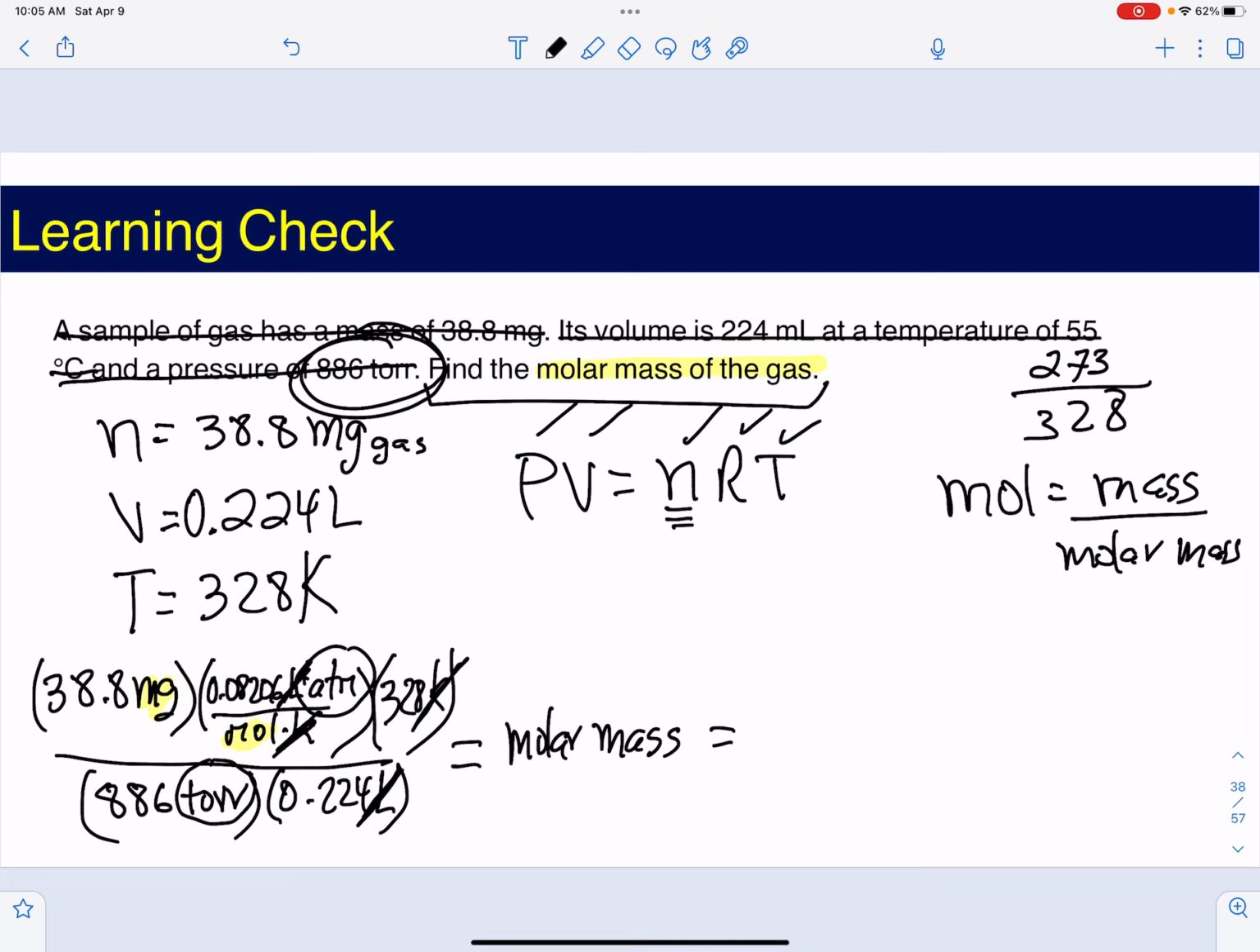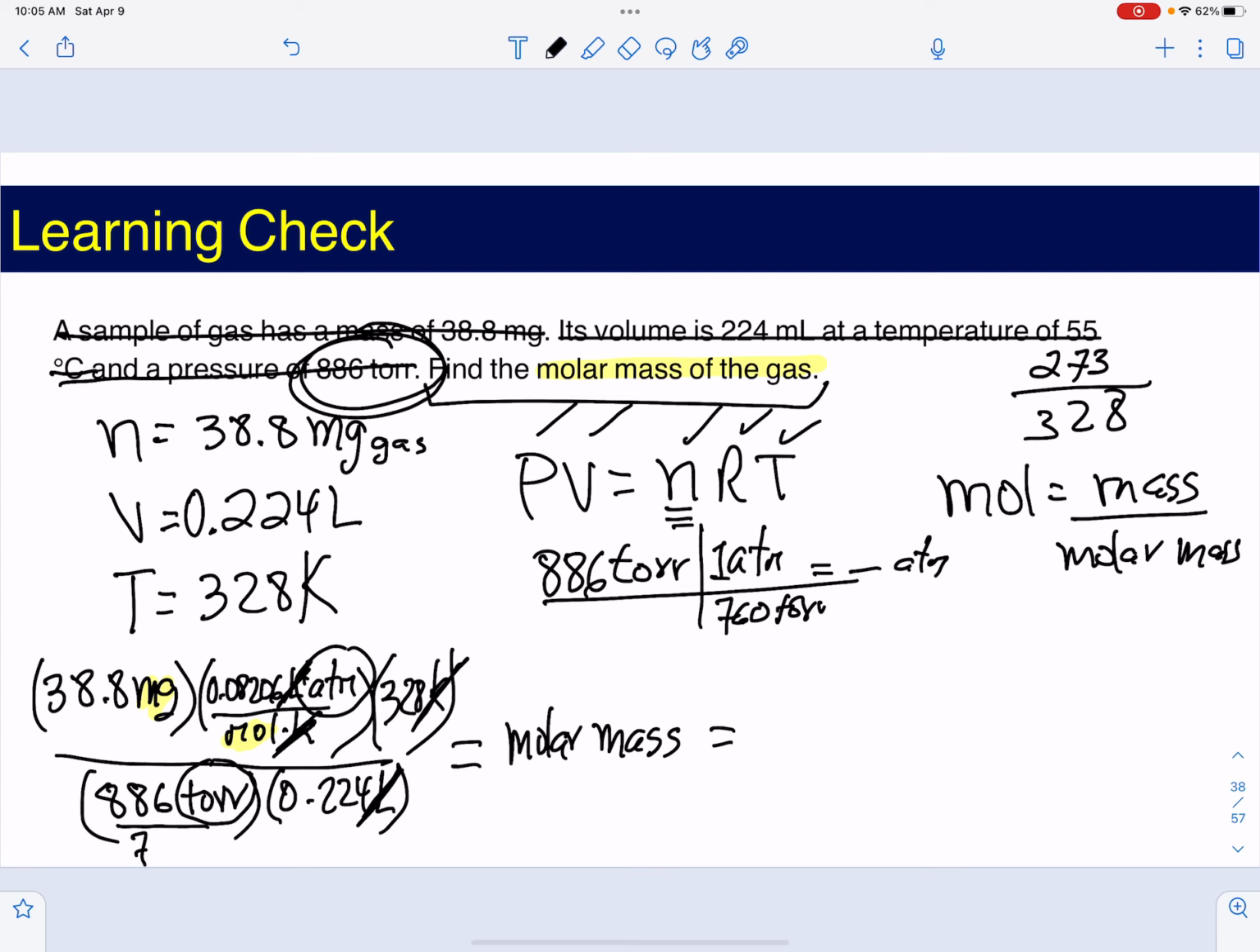But I know that 886 torrs can be converted to atmospheres by 1 atmosphere equals 760 torrs. So all I have to do is divide 886 torrs by 760 torrs. And that will give me atmospheres. So that number, once I cancel the torrs, those are gonna be atmospheres. So atmosphere would cancel with atmospheres, and that should be it.